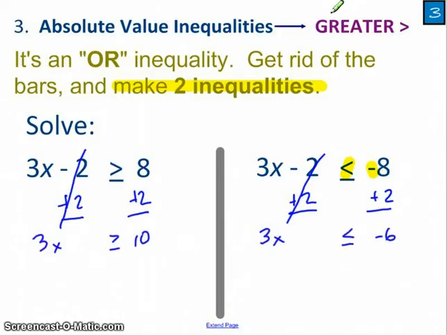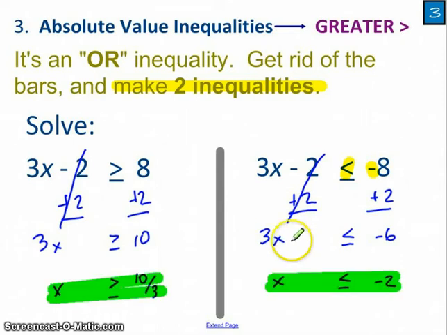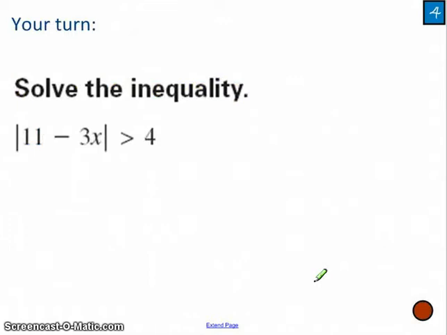I should end up with 3x in the left hand of both of these problems that I'm working on. I should be dividing by 3, and I should find on the left that x is greater than 10 over 3. You might have written it as 3 1/3, or you might have written it as a decimal. And on the right, I should have ended up with, and you should have ended up with, x is less than or equal to -2. Your turn. One more time. Go ahead and hit the pause button.